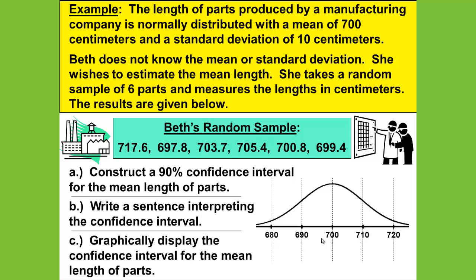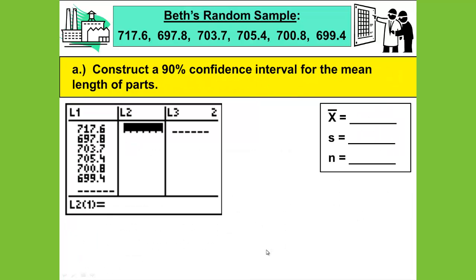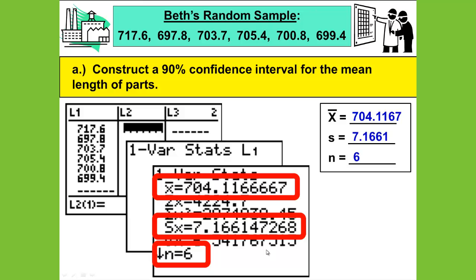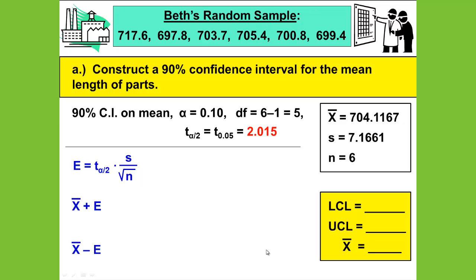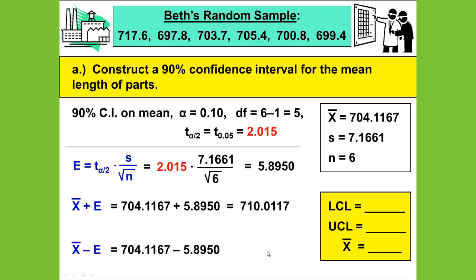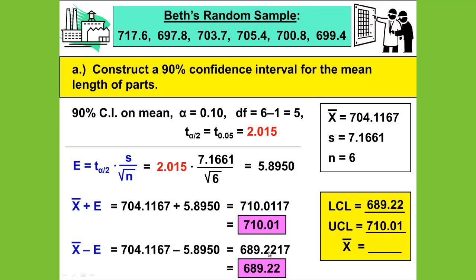She takes a random sample of 6 parts and measures the lengths in centimeters, and the results are given below. In part 1 of this video series, we constructed the 90% confidence interval, we wrote a sentence interpreting the confidence interval, and we graphically displayed the confidence interval for the mean parts. So we're going to just quickly go past these screens. I guess you could pause on these screens if you didn't watch part 1 but are comfortable in creating and doing that part of it.